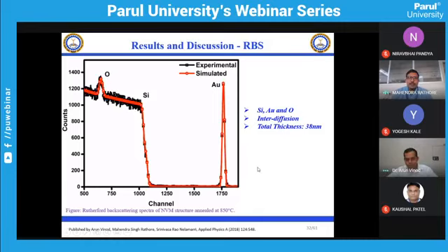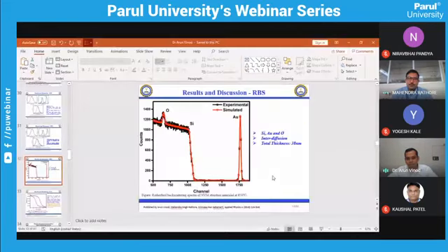Okay, total thickness. But can we calculate the separate thickness of gold in this one? It would be very difficult, as I understand, to calculate the separate thickness of gold.